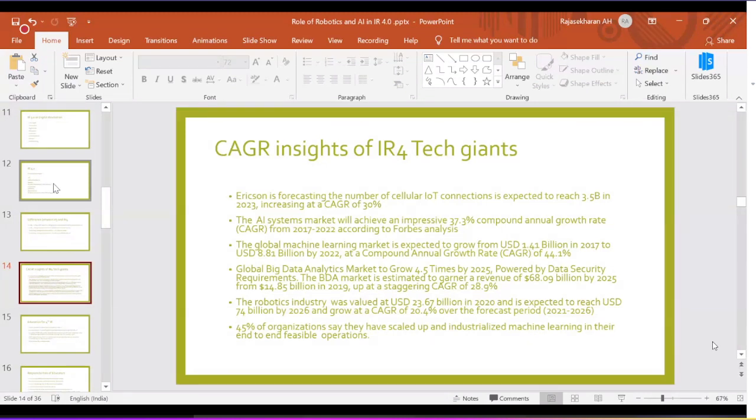Okay, so 30% is something which is huge. Then AI systems are expected to grow 37.3%, according to Forbes analysis. Then we have the global machine learning market, which is growing at 44.1%. Then big data analytics, 28.9%. Then the robotics industry is growing at 20.4%. And already, most of the big companies have started scaling up, and they have industrialized and automated using machine learning. Even a small business owner is trying to bring AI into his operations.